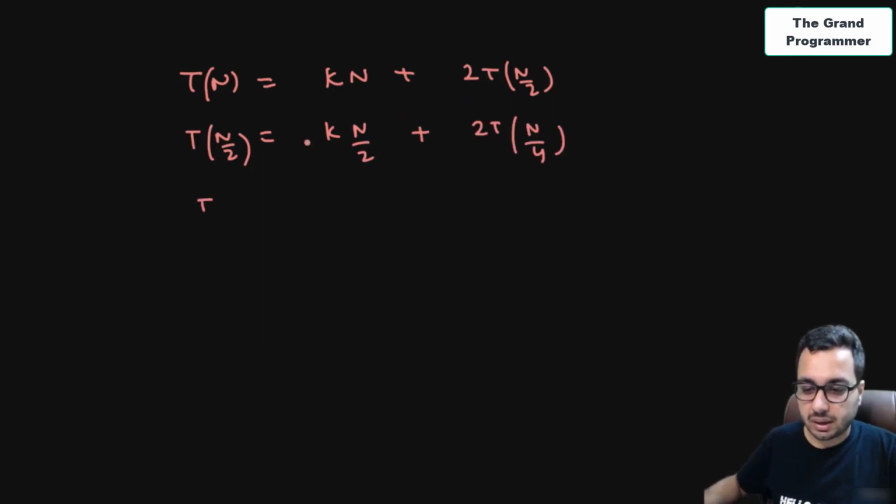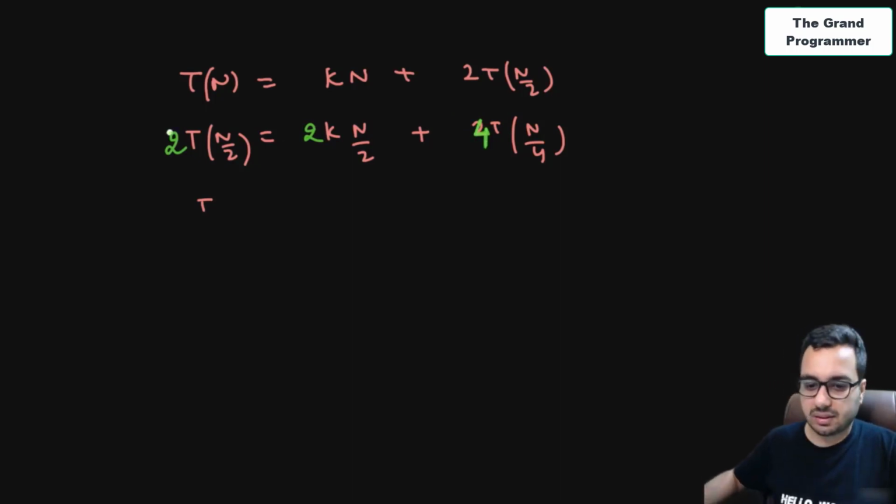Now I have a 2t here and a t here. I want to cancel out these terms, so I will multiply this entire equation by 2. So this would become 2, this would become 2, and this would become 2 into 2, that is 4.